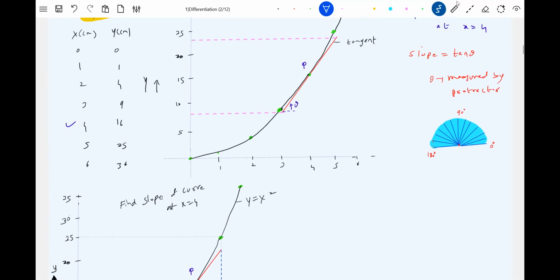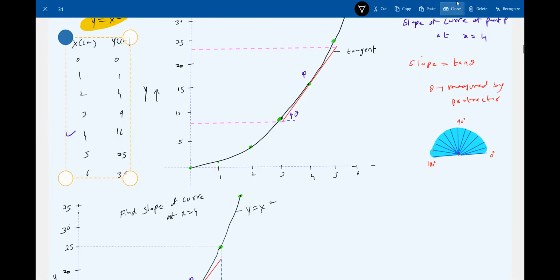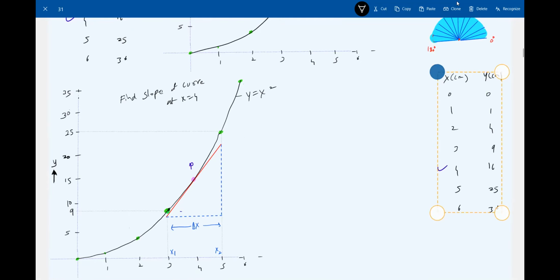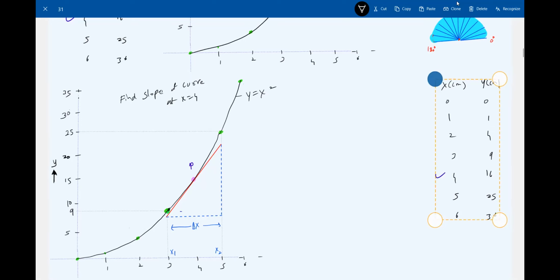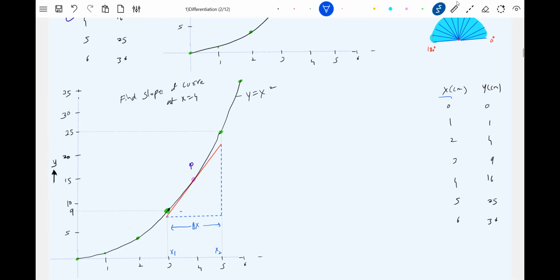So I'll bring in this tabular column. I'm explaining one of the best ideas of differentiation. This is something very, very important, a very essential part of the total calculus, is what I'm trying to stress. So what is x1?